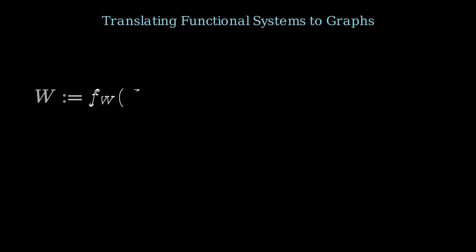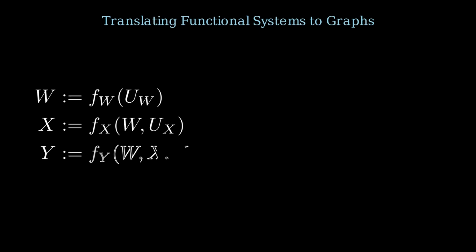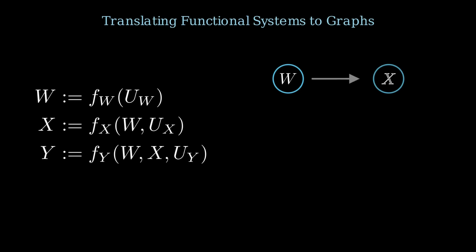Let's look at a concrete structural system containing three variables, W, X, and Y. Look at how their equations define their interactions. We map this system directly to a directed acyclic graph. W has no internal parents, so it sits at the top as a root node. Because W appears inside the function arguments for X, we draw a clear, directional causal arrow moving from W to X. Finally, Y takes both W and X as structural arguments, which means Y receives directed arrows from both upstream parents.